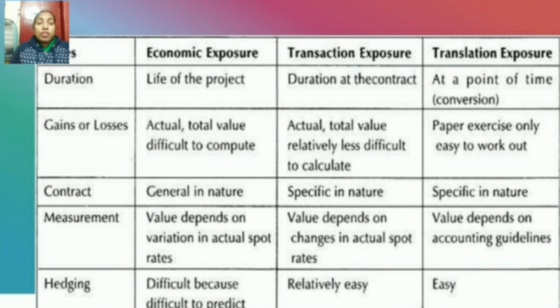In case of measurement, economic exposure's value depends on the variation in actual spot rates. Transaction exposure's value depends on the change in actual spot rate, and translation exposure value depends on the accounting guidelines. And last, in the case of hedging, economic exposure is very difficult to hedge because it is very difficult to predict. Transaction exposure is relatively easy, and translation exposure is very easy to create a hedge against.